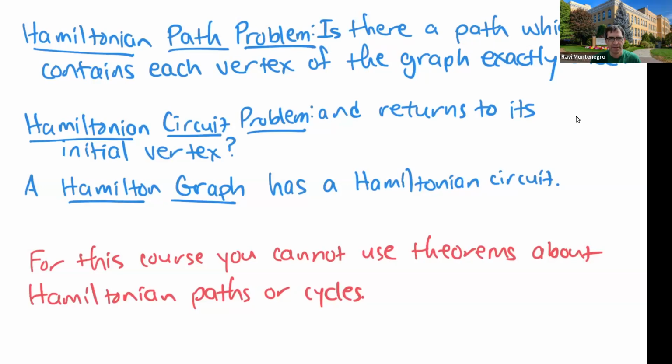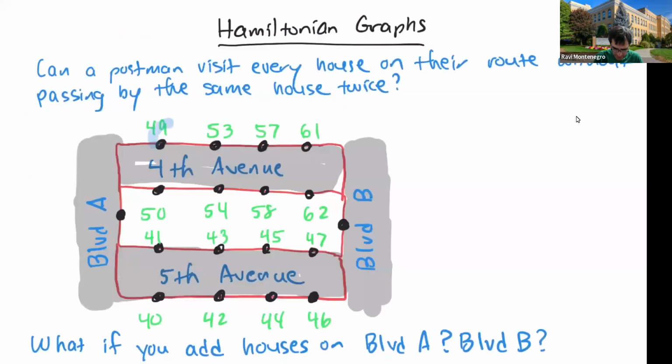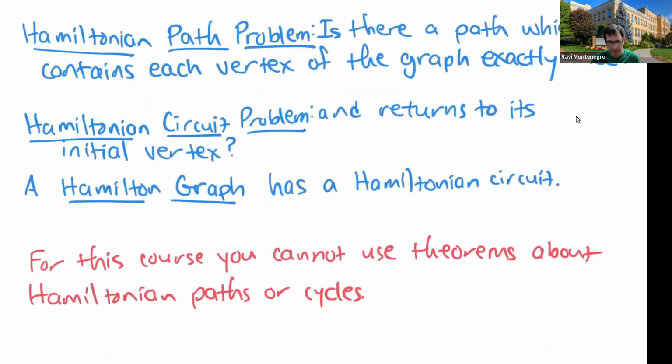If our postman has even better luck, he might be able to pick a place to park. Maybe he parks in front of number 49, does his postal route, and comes right back to where he started without repeating anything. So that's an even better question. Is there a path which visits every point exactly once and comes back to where it started? And that will be called the Hamilton circuit problem. If a graph has a Hamilton circuit, it will be called a Hamilton graph.